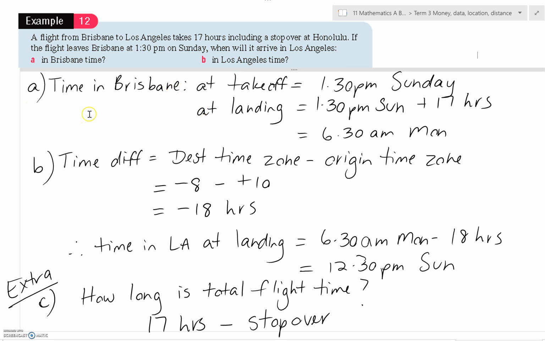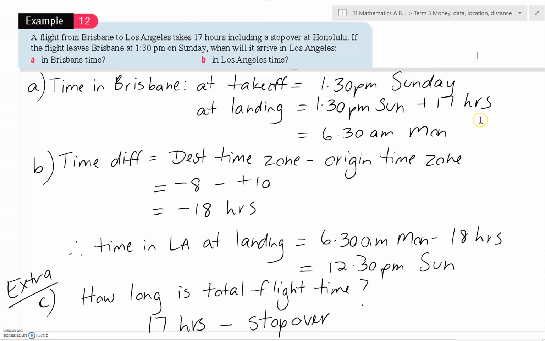So in a very similar way to what we did in the last question, we're going to work out what was the time in Brisbane when they landed in Los Angeles. So what was Brisbane time when they landed in Los Angeles? We don't need to do anything to convert that first one. The takeoff time we were told was 1:30 p.m. Sunday in Brisbane. And we're also told that it's a 17-hour flight. So it's simply a matter of taking that 1:30 p.m. and adding the 17 hours on.